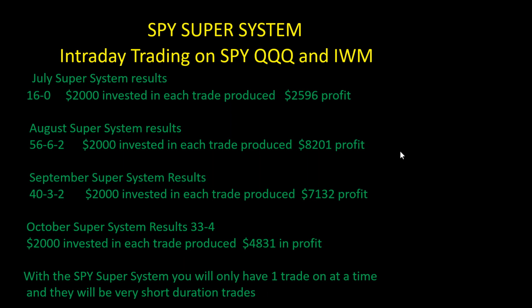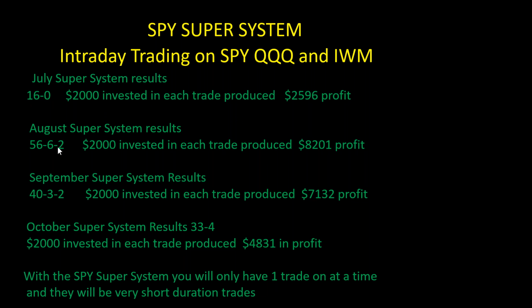Now, I'll quickly run through these SPY Super System results. There's SPY Super System software that gives us this methodology, trading the intraday Qs, SPYs, and IWM. These are the results off the 5-minute chart, taking very quick trades. You only have one on at a time, and they're very short, so there can be a lot of trades.